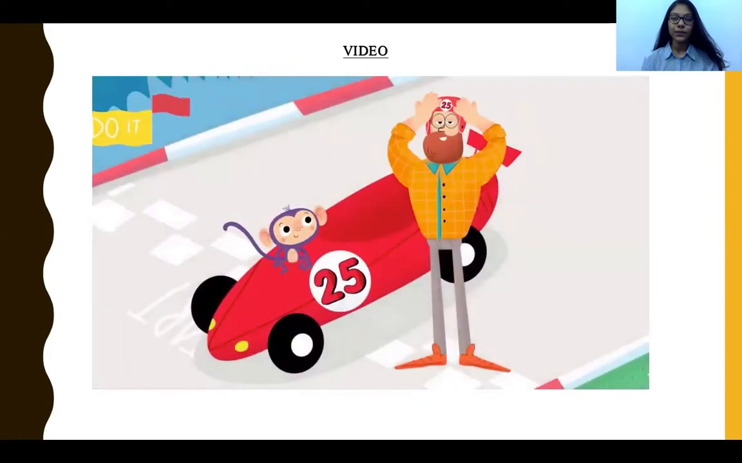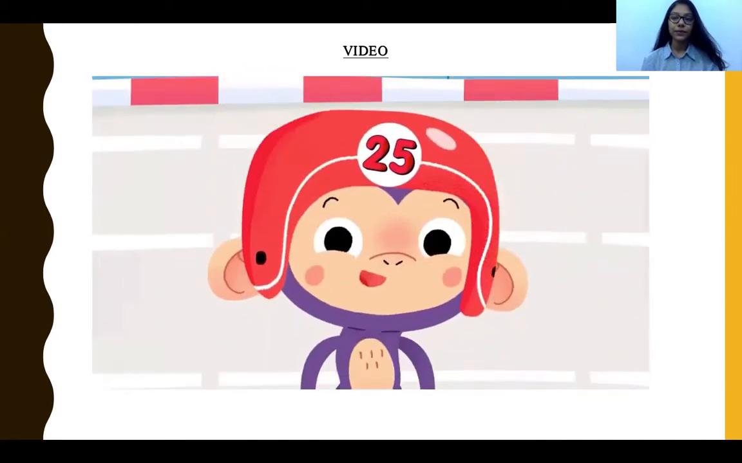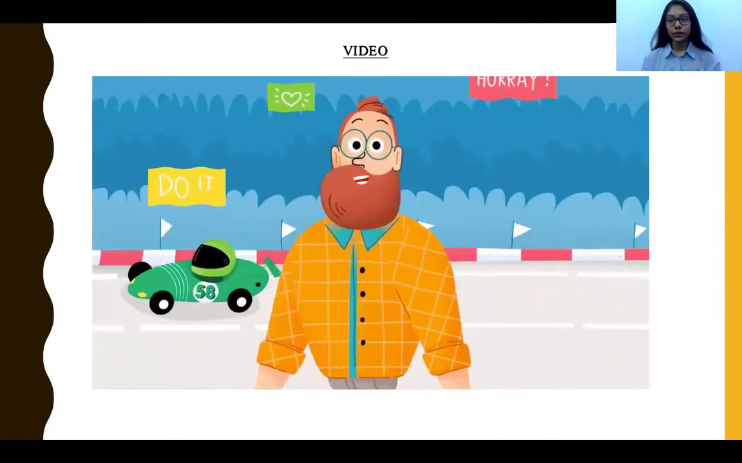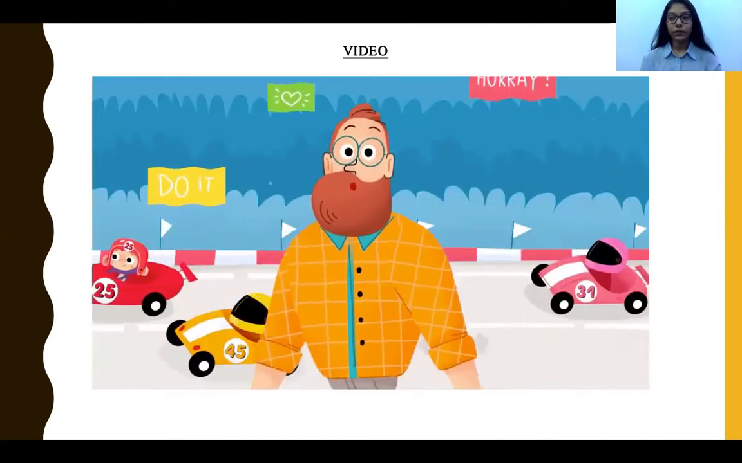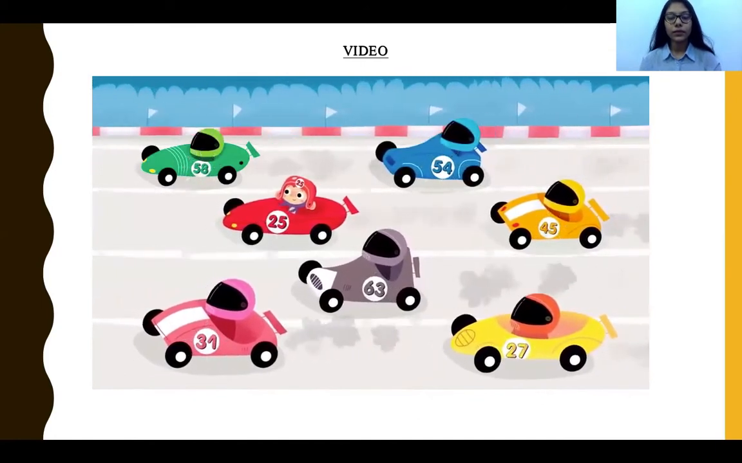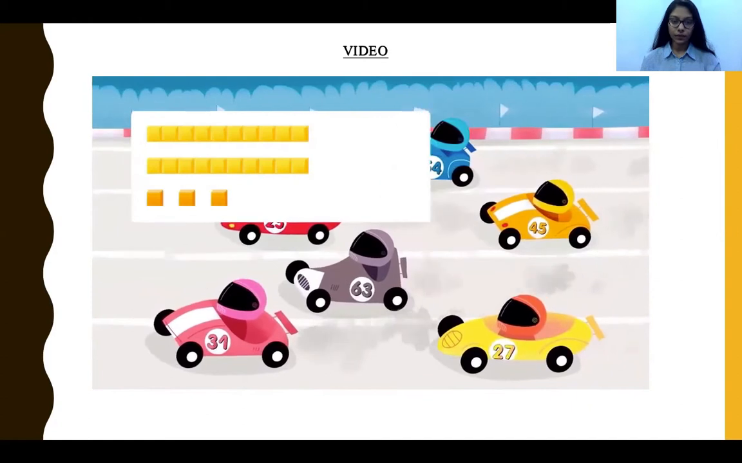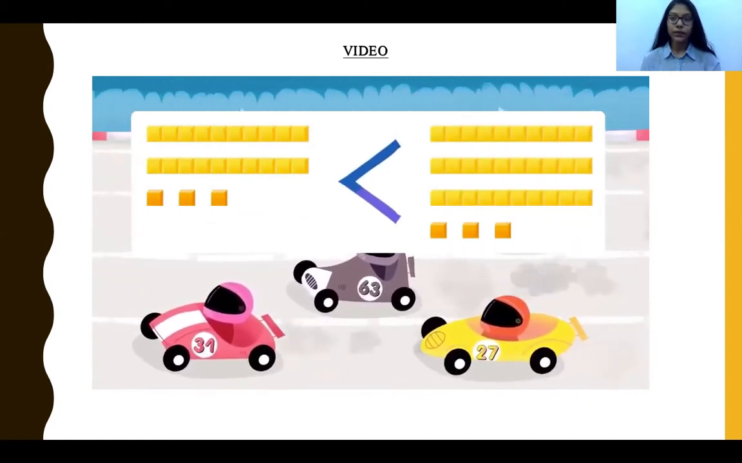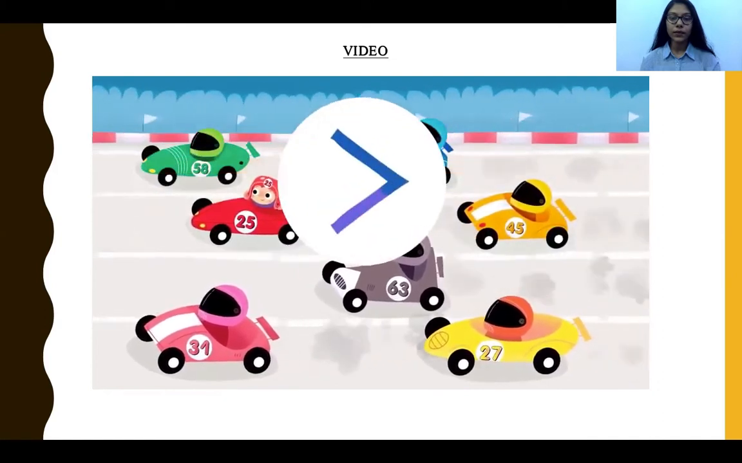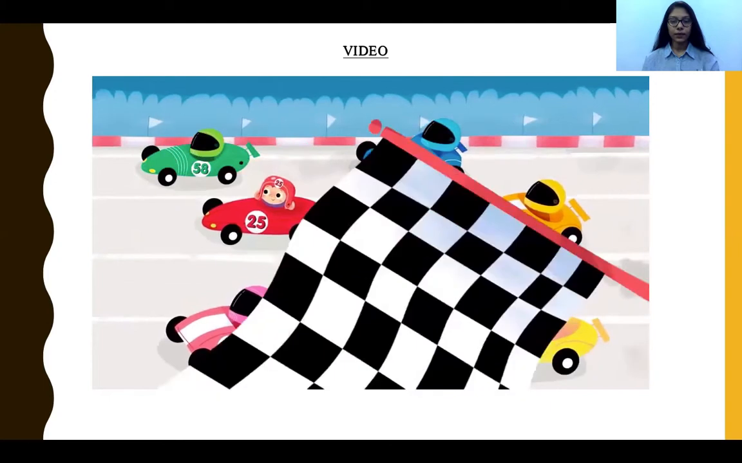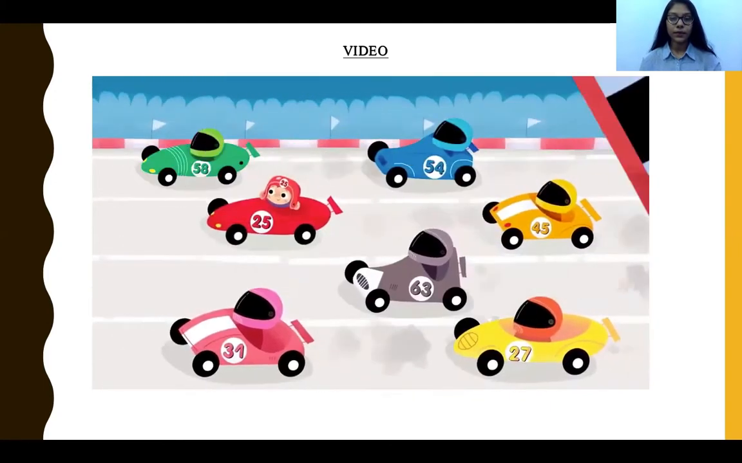Hello, boys and girls. We are at the racetrack, ready to compare some numbers. Let's see which cars participate in the race today and which numbers we are going to compare. You already know about place value and can compare numbers using base 10 blocks. Now, I'll help you find numbers that are greater than or less than other numbers. On your mark, get set, go!